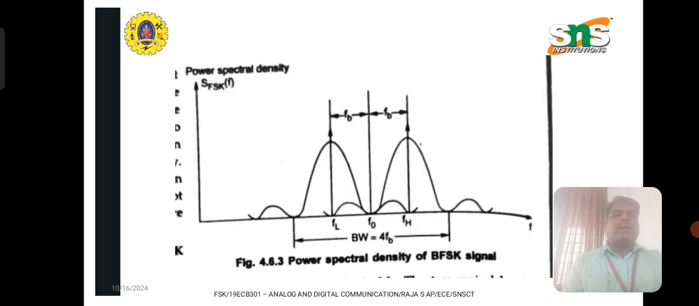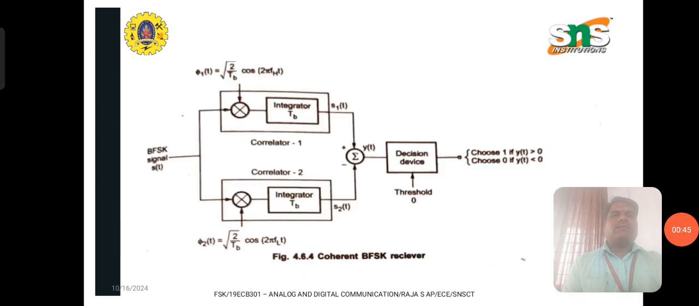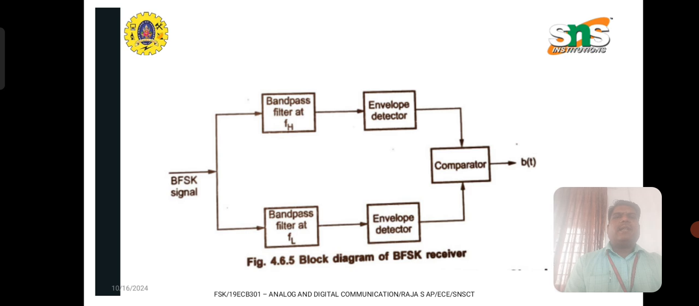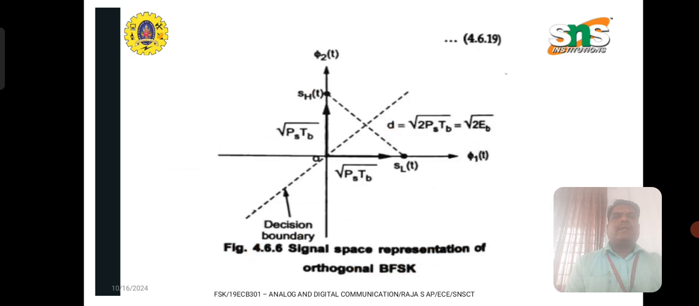This figure shows the power spectral density of FSK, where you can see the bandwidth of FSK will be 4 FB. This shows the coherent BFSK receiver, where, as in the transmitter, the receiver also consists of the 1 sequence on the upper side and the 0 sequence on the lower side, as in ASK. Here also a decision device is used for getting ones and zeros separately. For dividing ones and zeros, we set a threshold value. So this is another method of BFSK receiver. Now I am going to explain these two in detail.